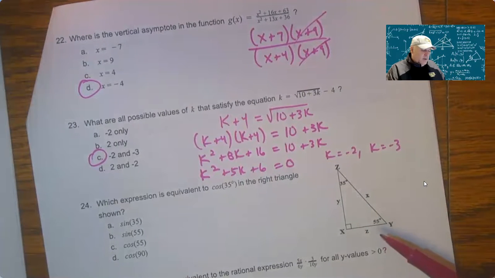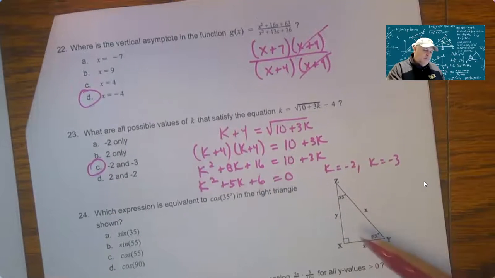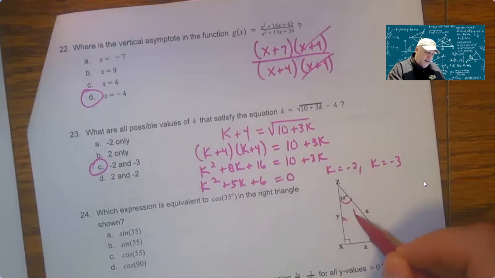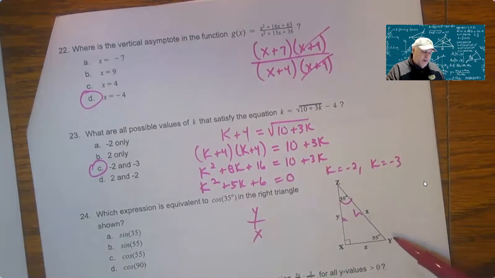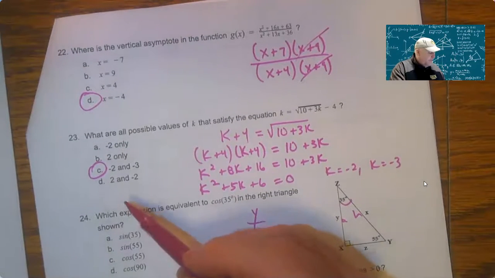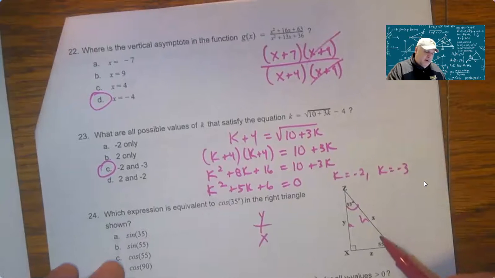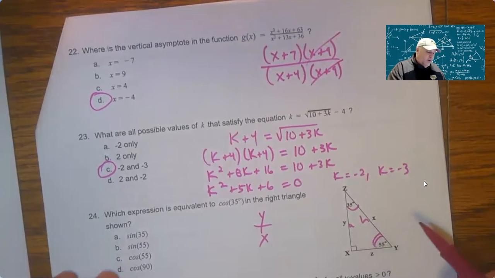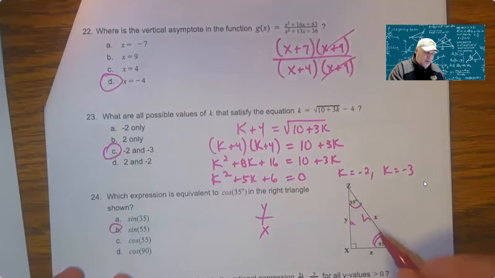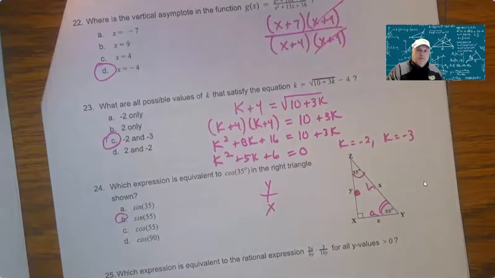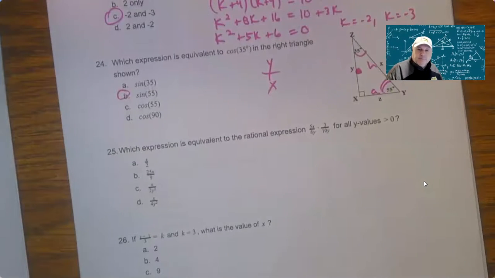Which expression is equivalent to cosine of 35 in this triangle? So cosine of 35 is y over x. So which one gives y over x? I would say sine of 35, or sine of 55, sorry. This one here, opposite over hypotenuse, y over x. Also, sine of 55 does it. So as you pick 55, then the O and the A change. This becomes your O, that becomes your A. So sine of 55.